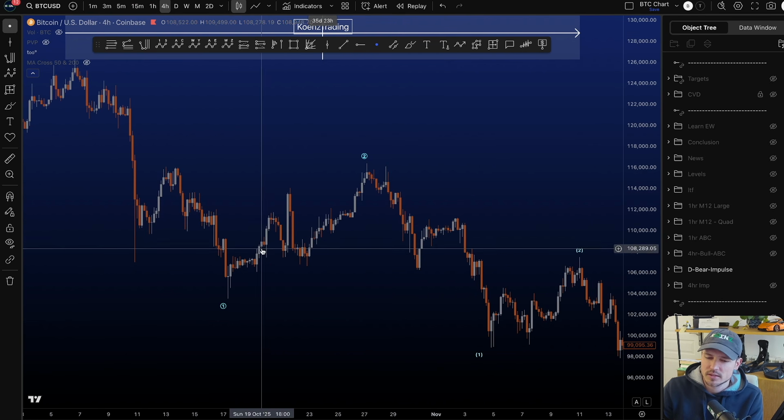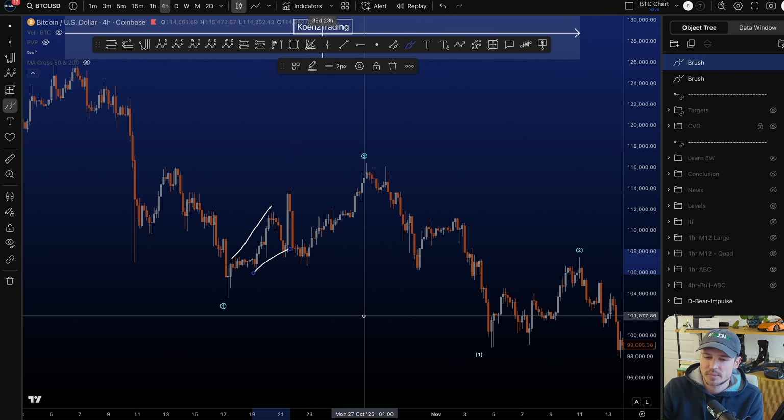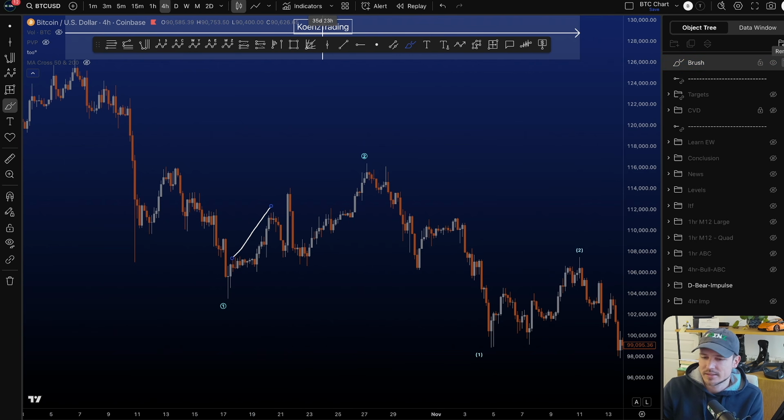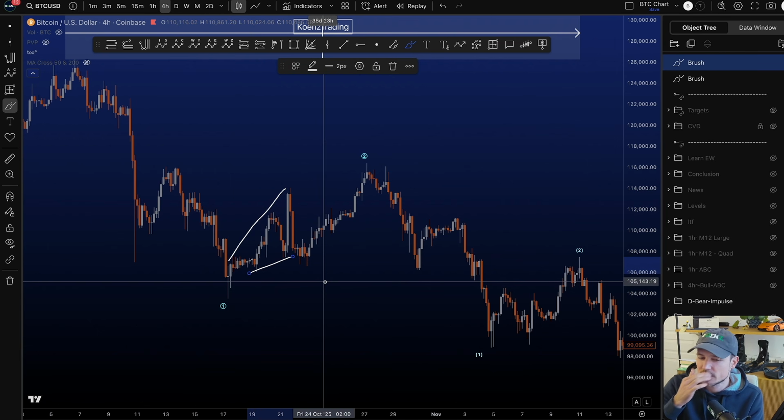And this was quite, not gonna lie, this was quite a tricky structure. And the main reason it was tricky is because of the potential of an expanding diagonal. The thing is, and this is probabilities, expanding diagonals are just very rare structures.